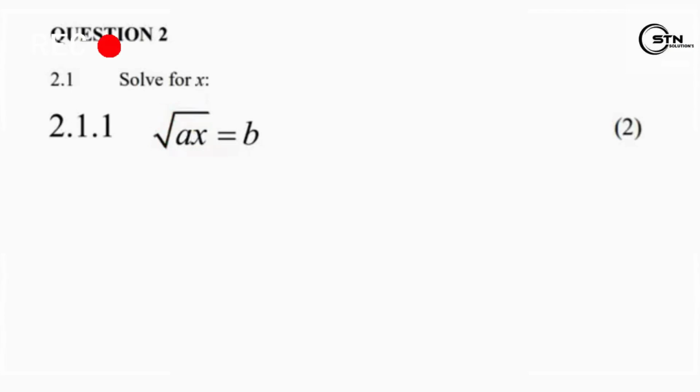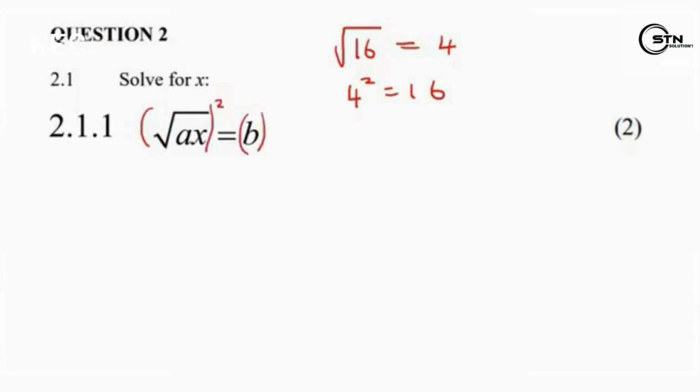For example, if you have 16, what is the square root of 16? That's 4. But what is the square of 4? 16. You see, so they are opposites of each other. So to get rid of this, we have to use its opposite, which is a square. So we square the whole thing, but what you do in maths on the one side, you have to do on the other side.